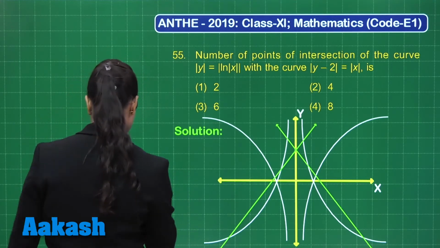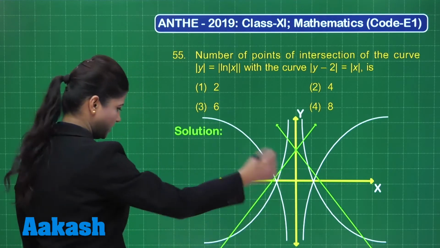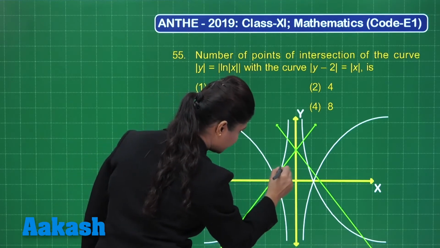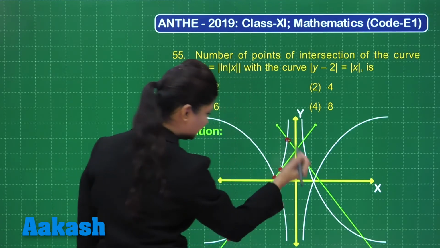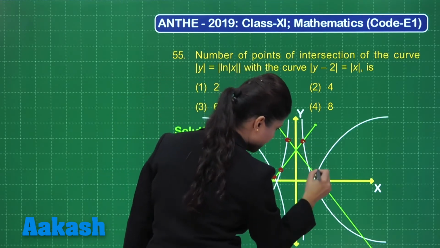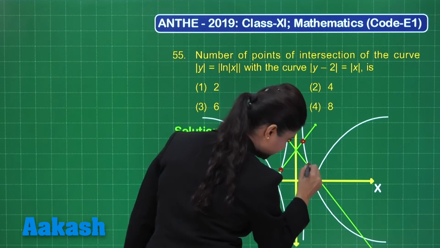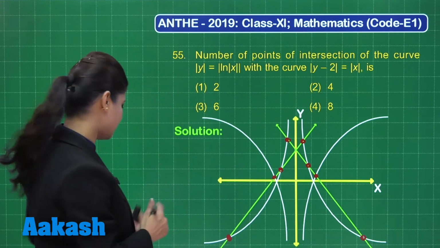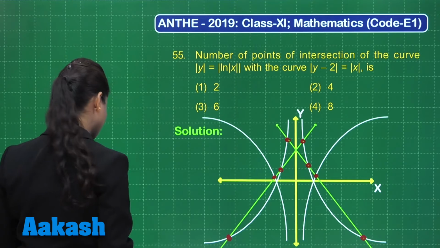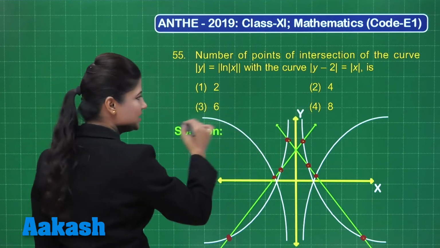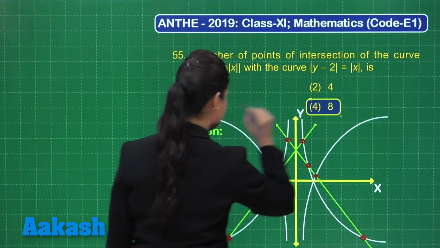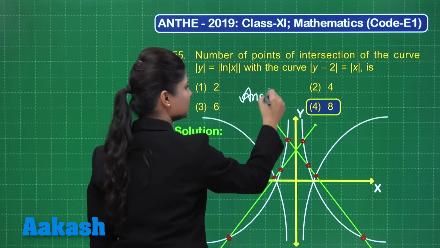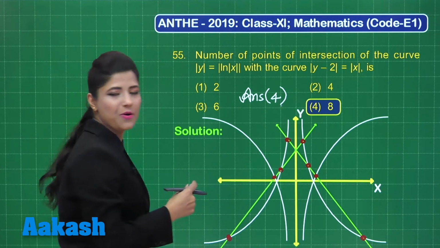Now let's obtain the required points of intersection. So here I have this point 1, 2, 3 and 4, such points on this side, as well as 1, 2, 3 and 4 such points here. That means a total of 8 points are under consideration. So the required point of intersection is 8. Out of these options, you can clearly say that the correct answer is option number 4. You can mark here the required answer is option 4. I hope it is clear.